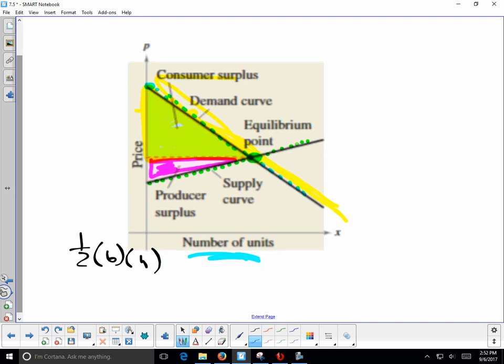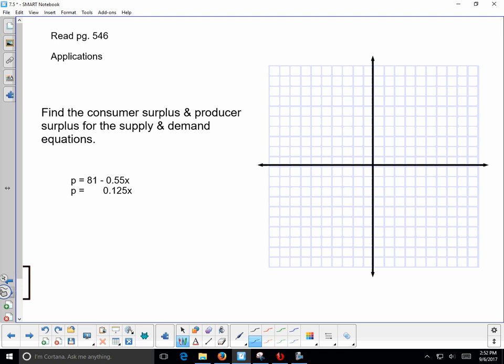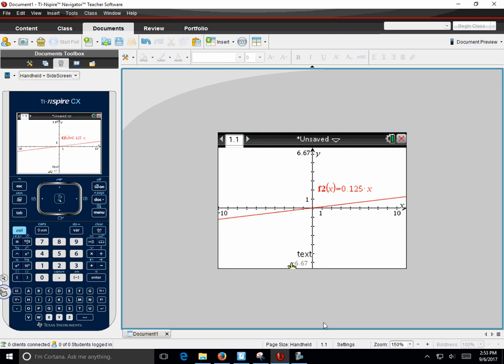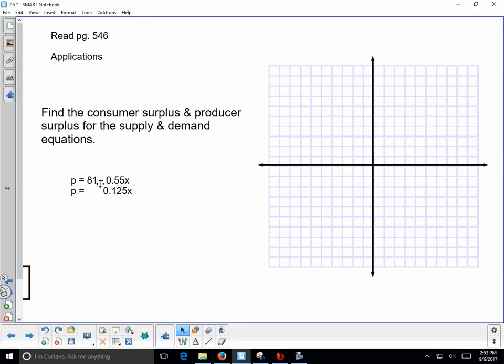Let's use some numbers to make it easier. Here I have the supply and demand equations for the consumer surplus and producer surplus. P stands for price, X stands for the number of units. I put both of those equations into my calculator, and I can see my second equation but not my first. So I want to go through how I would find that. When I look at this equation, I can see that my y-intercept is 81.